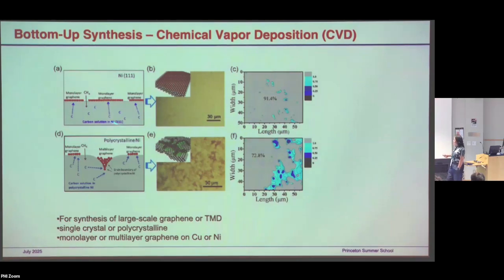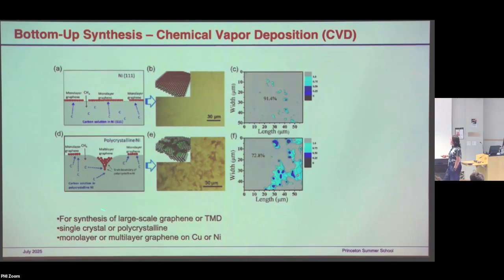Depending on the catalyst, it can be copper or it can be nickel. The copper will usually give you monolayer graphene because this reaction is self-limiting. In nickel, it's harder to control the number of layers, so you might get bilayer regions here, three layers here, four layers somewhere else.